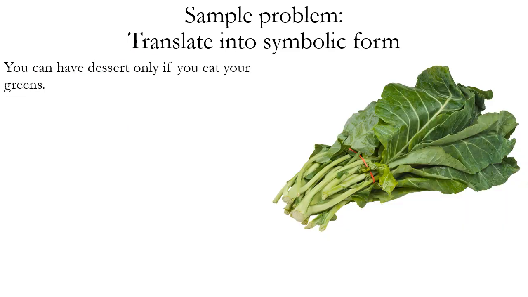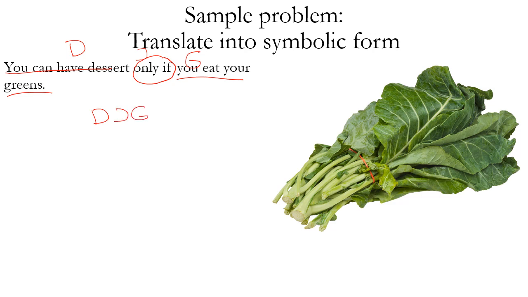You can have dessert only if you eat your greens. So once again, we look for the logical operator phrases. Another only if. So that's going to be the horseshoe. You can have dessert. That is a simple proposition, which we could symbolize by the letter D. You eat your greens. Another simple proposition, which we can symbolize by the letter G. So bringing this together, it's going to be D, horseshoe, G.